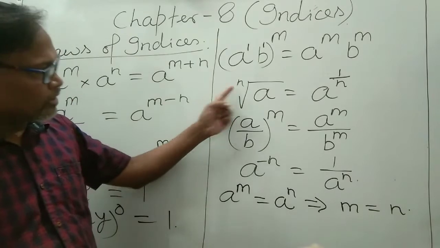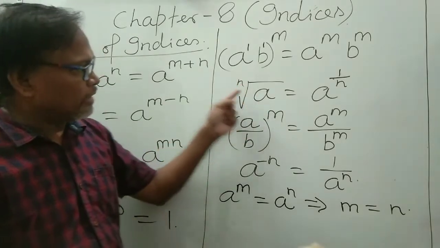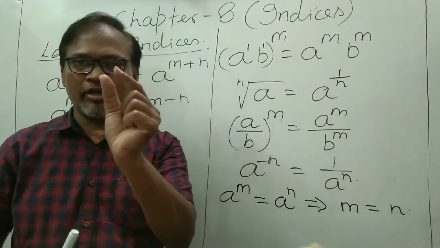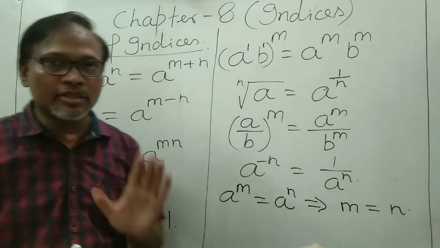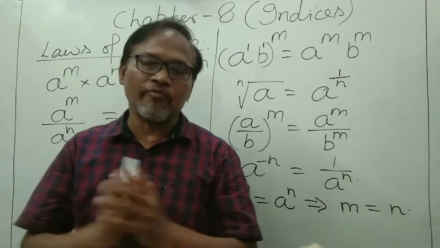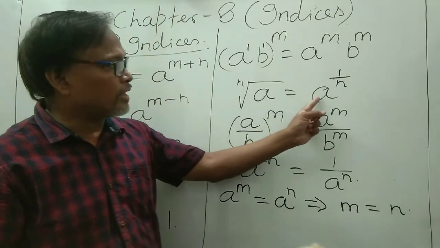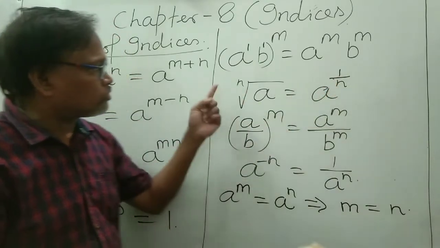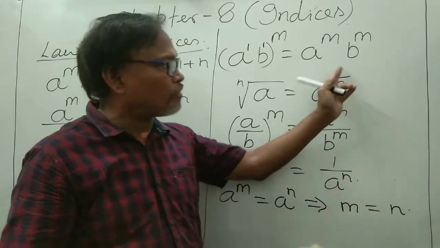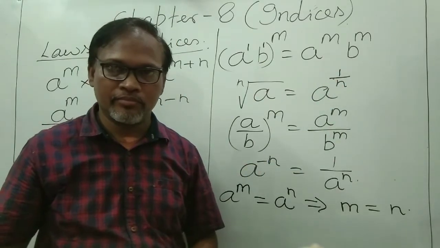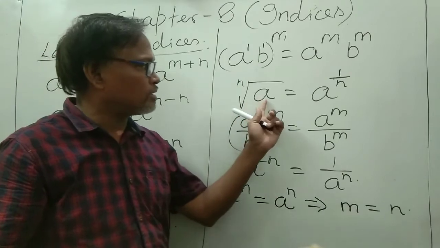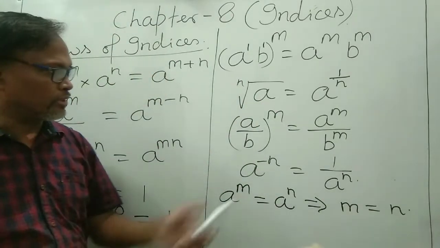Similarly, this one is the nth root of a, with a small letter n written. This is called the root of a. Root of a means a to the power 1 upon n. The number which is written here you will write as 1 upon that number. This is the meaning of the root of a, and that is why it is called the root.